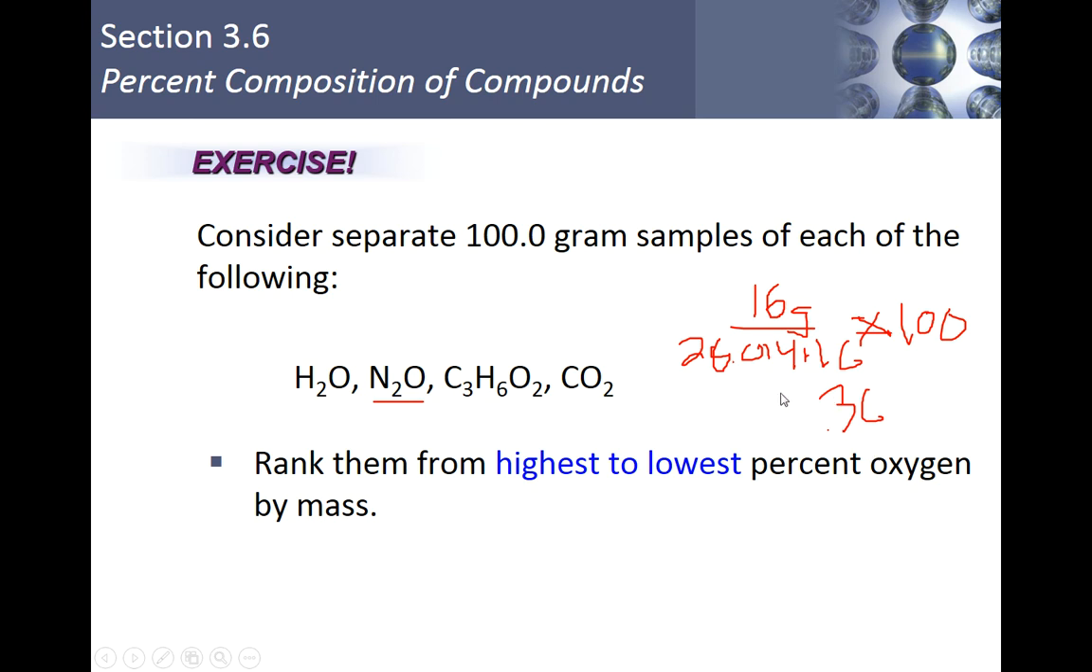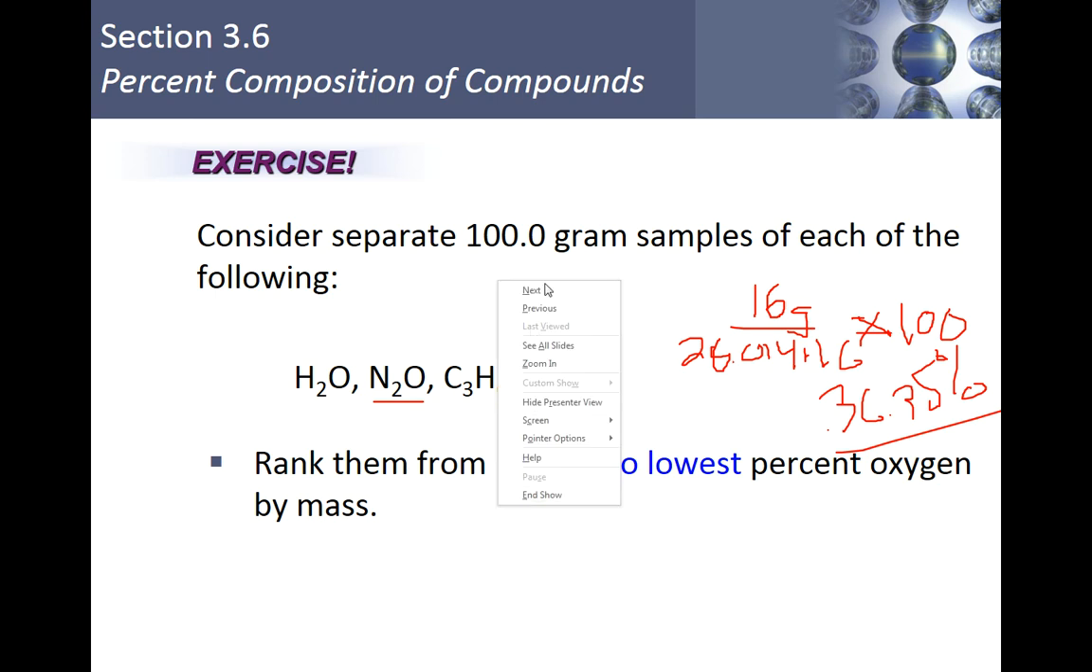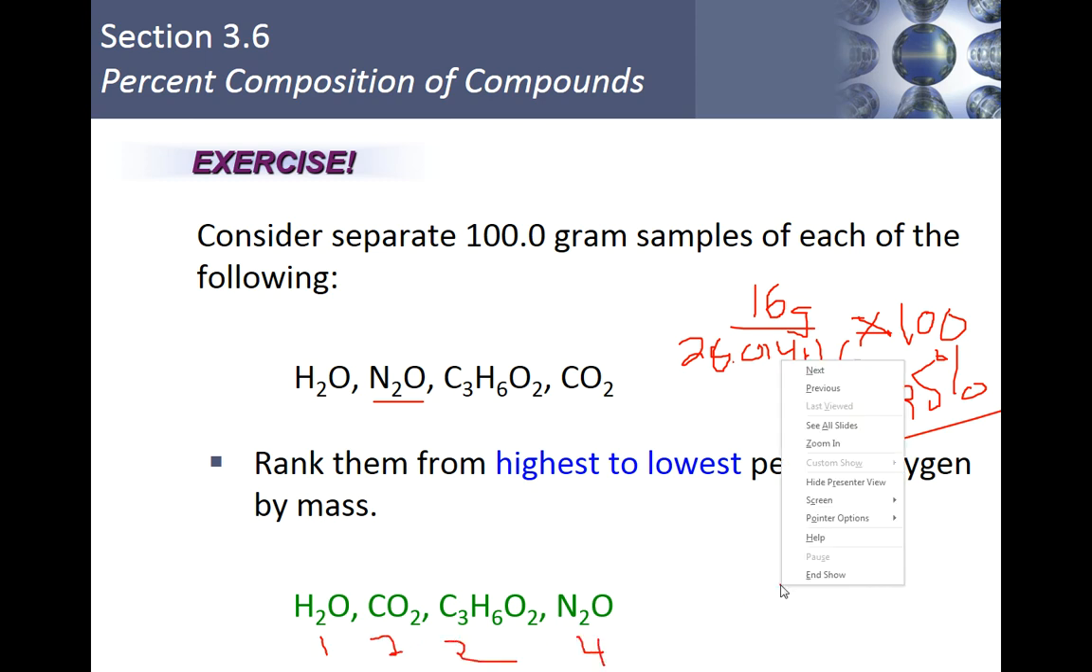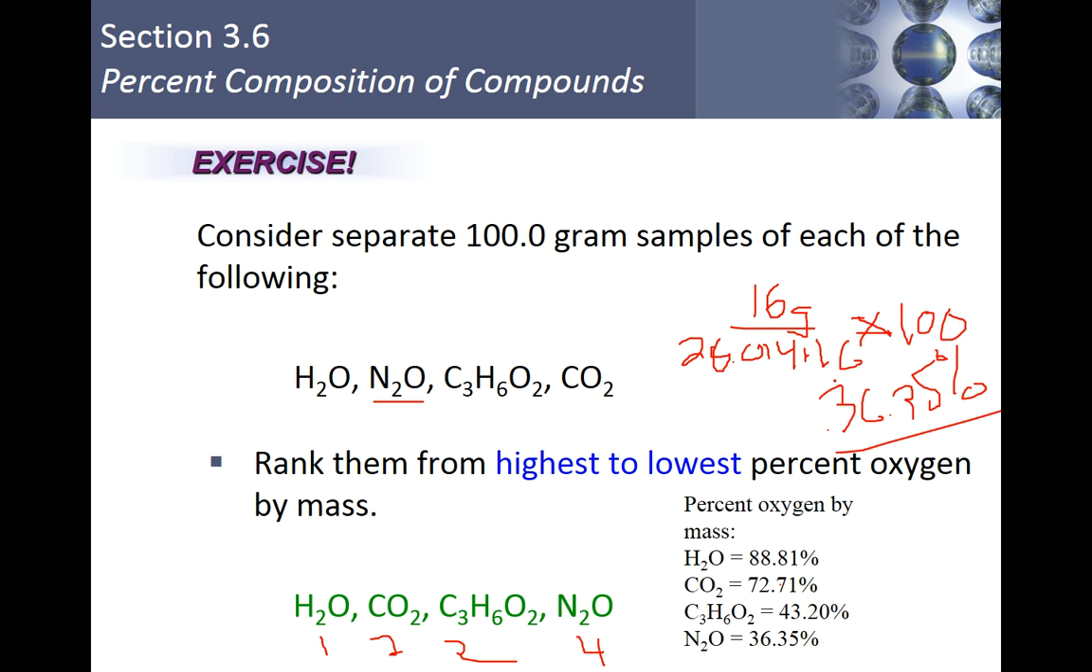Now that I got this calculation right here, I got, let's see, 36.35%. So that is the percentage of oxygen that is within this compound right here. You do the same for all of these following right here, and you would find that the order goes first, second, third, and fourth right here. All right, so you got some good practice. These are the calculations that you should have gotten for each of the respective compounds.